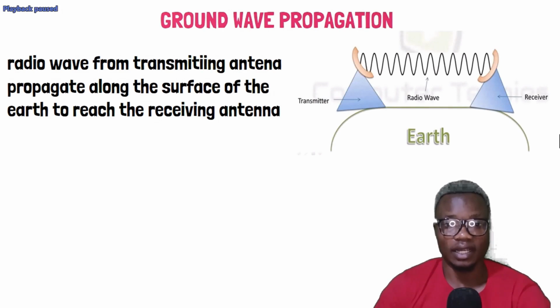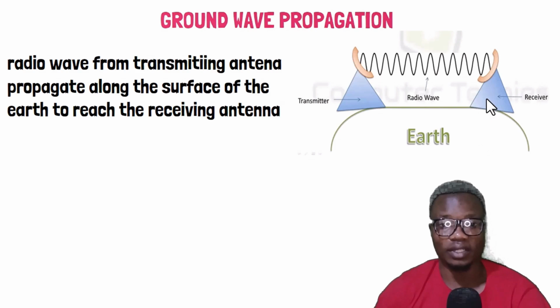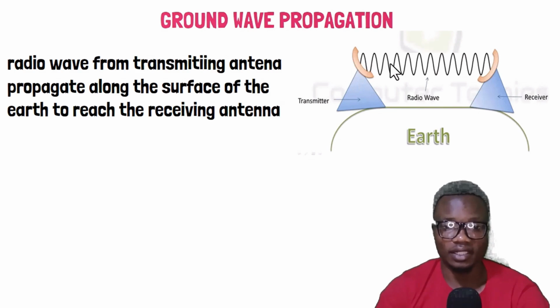Let us see the diagram here. You can see we have the transmitter and we have the receiver. Both the transmitter and the receiver are on the Earth's surface. So information from the transmitter propagates to the receiver, which is also installed on the Earth's surface. So you can see here the Earth's surface, with the transmitter and receiver both on the surface. Information from this transmitter is sent and propagates to the receiver on the Earth's surface. This is ground wave propagation.